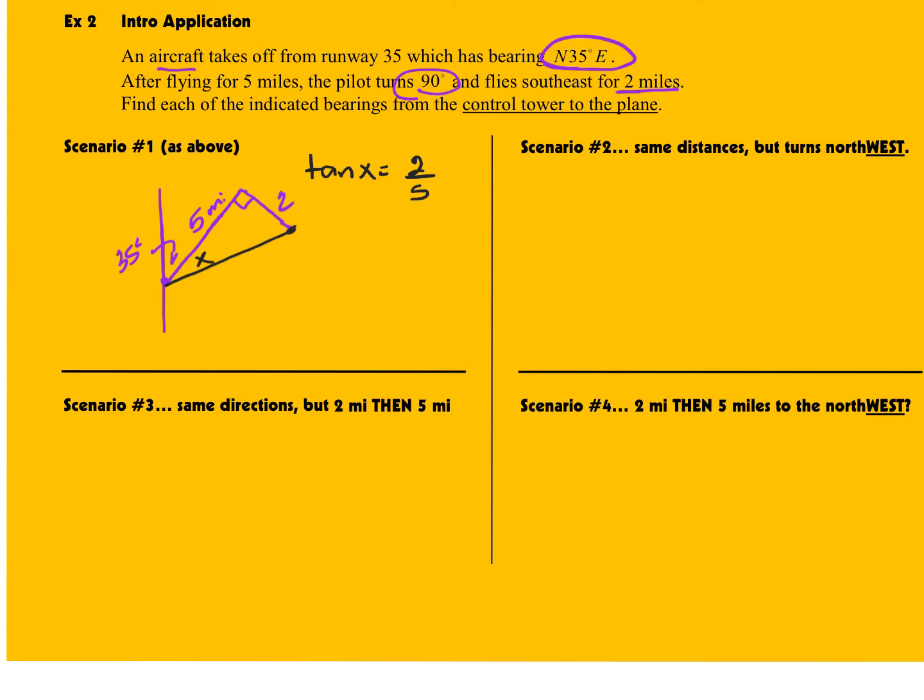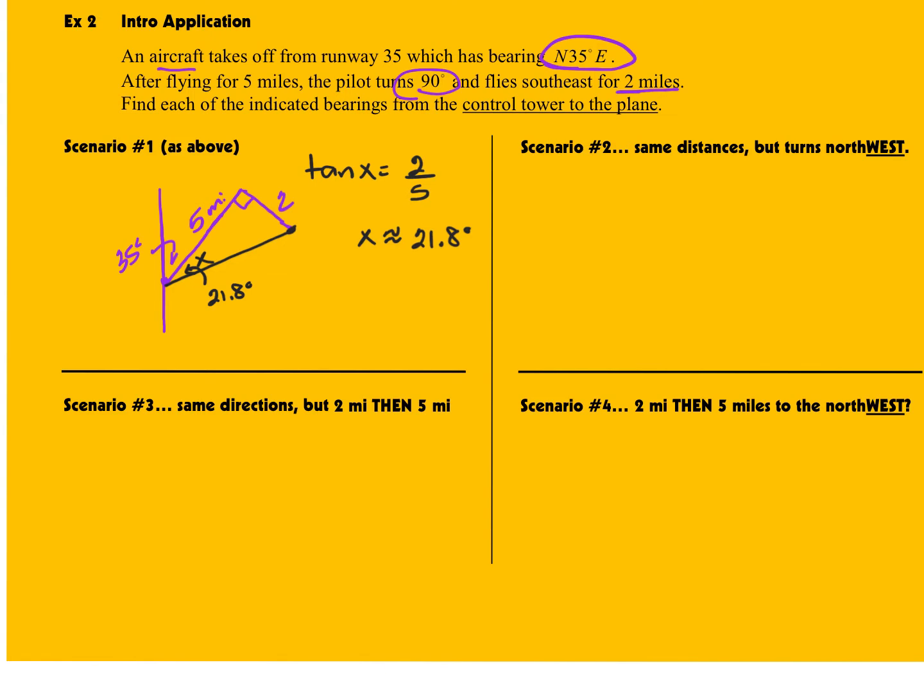Now, we already know how to type this in our calculator, so we'll use our inverse tangent, and that's going to give us an angle of approximately 21.8 degrees. Now, I'm not going over that part in this video. We've done that in other videos, and you can look back to those if you're not sure how to do that in your calculator. That means that this angle right here inside the triangle is 21.8 degrees.